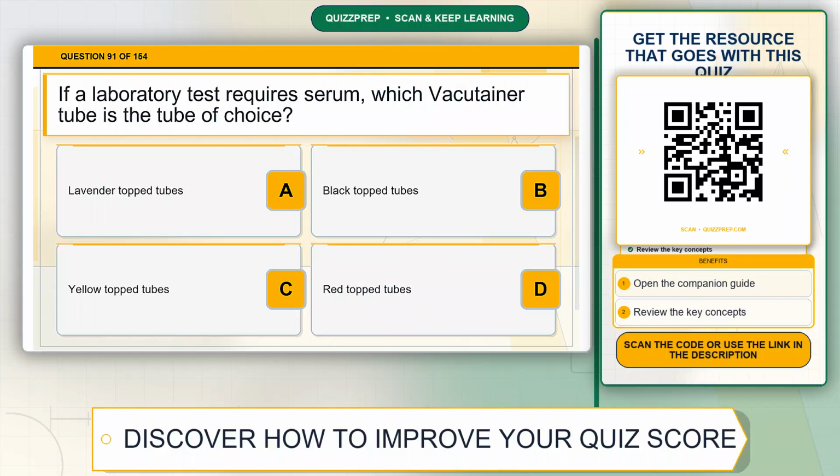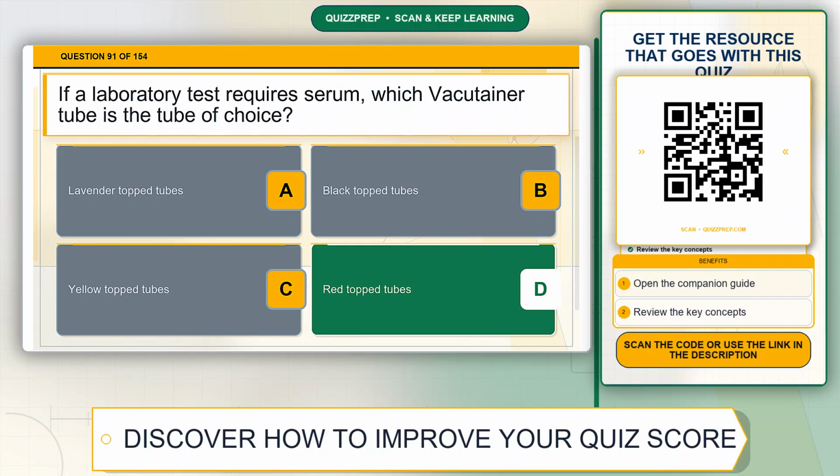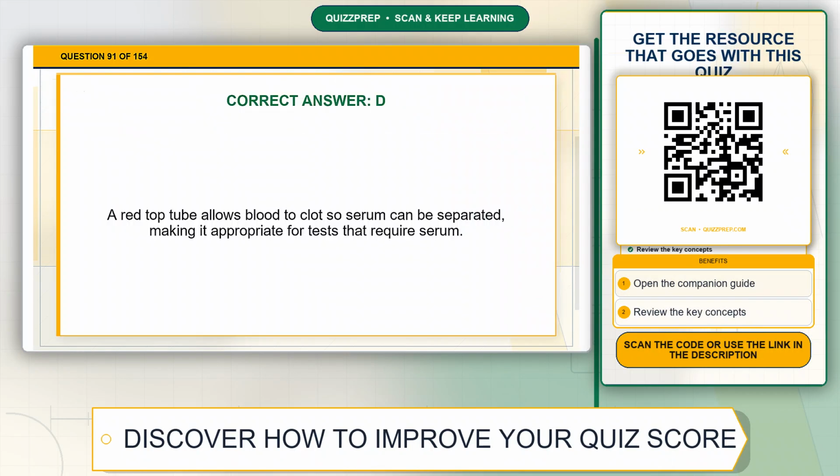Question 91. If a laboratory test requires serum, which vacutainer tube is the tube of choice? Option A, lavender top tubes. Option B, black top tubes. Option C, yellow top tubes. Option D, red top tubes. The correct answer is option D, red top tubes. Explanation. A red top tube allows blood to clot so serum can be separated, making it appropriate for tests that require serum.